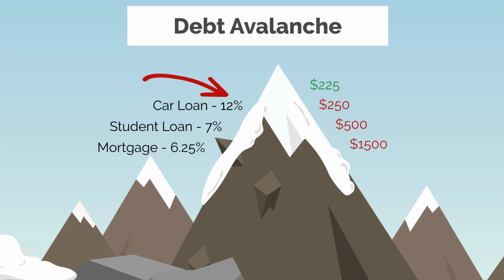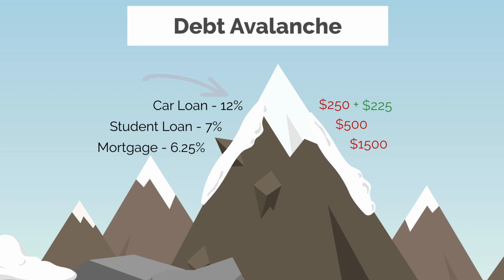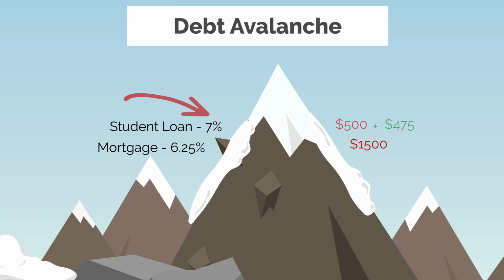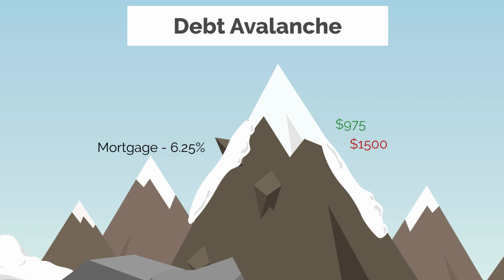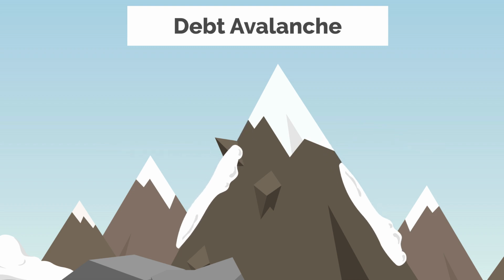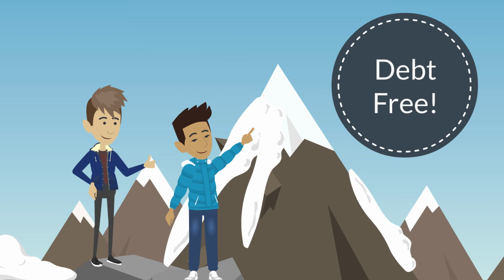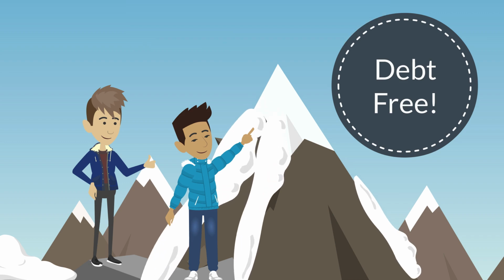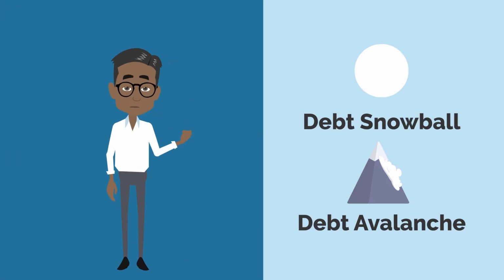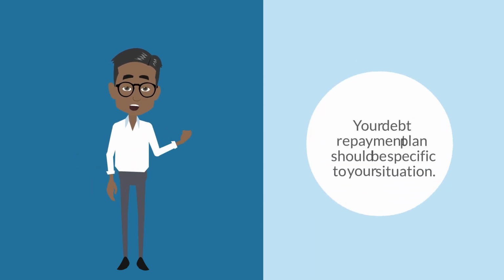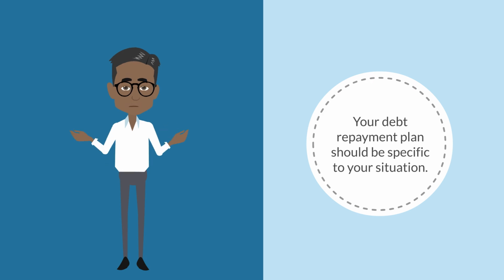Then take this $225 payment and add it to the next debt. Continue to add the extra payments until you have repaid all your debt. Many people like the debt avalanche method because it helps you pay less in interest towards your debt than using other payoff plans. The debt snowball and debt avalanche methods are great options to have, and either method may work for you. However, your debt repayment plan should be specific to your situation.